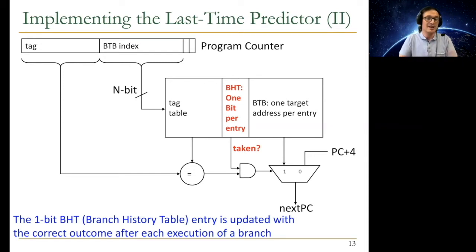Okay, so basically, this is one way of implementing it, and this is the way that the simple predictor is implemented in many modern machines. Of course, many modern machines use many other predictors as well, as we will see, but this is one of the predictors that they also use. And you can see that the 1-bit entry is updated with the correct outcome after each execution of a branch. So after you execute the branch, you update this plus the target address. Okay, so hopefully this is clear.